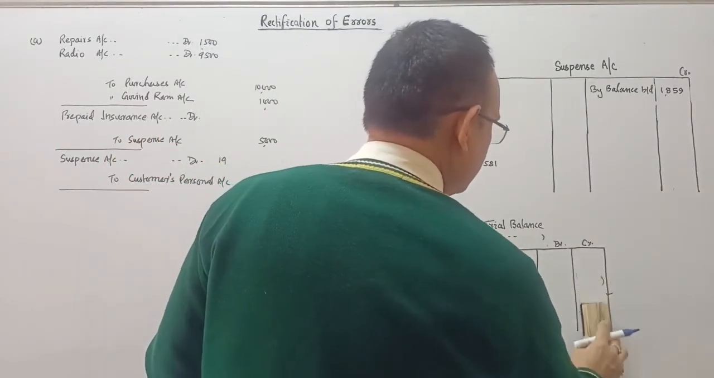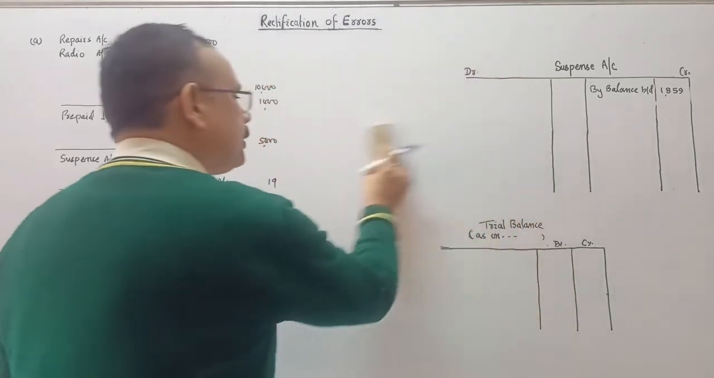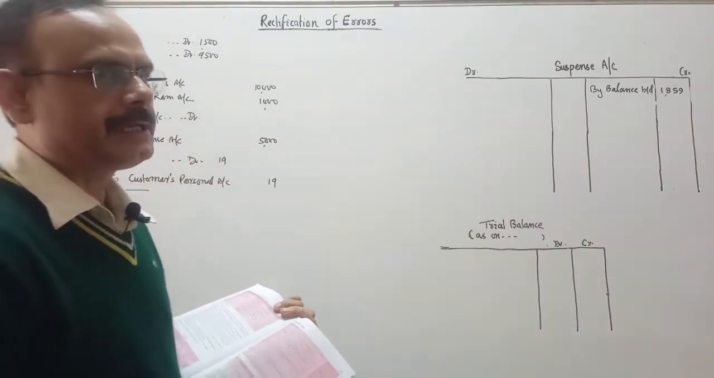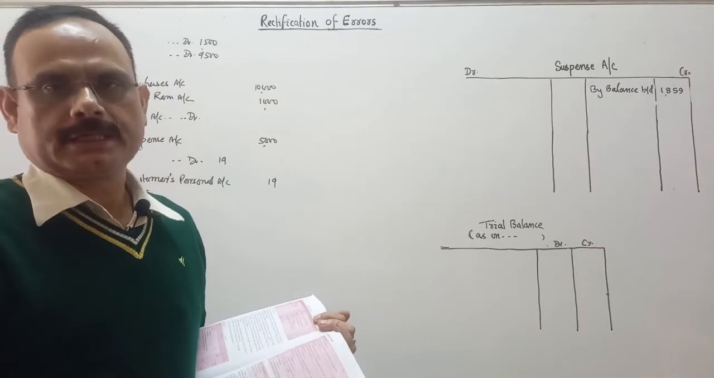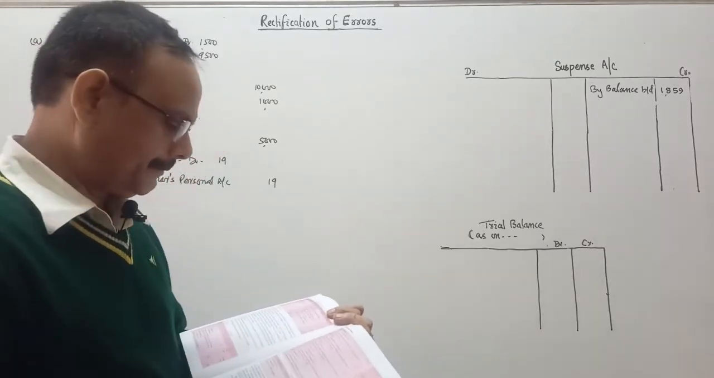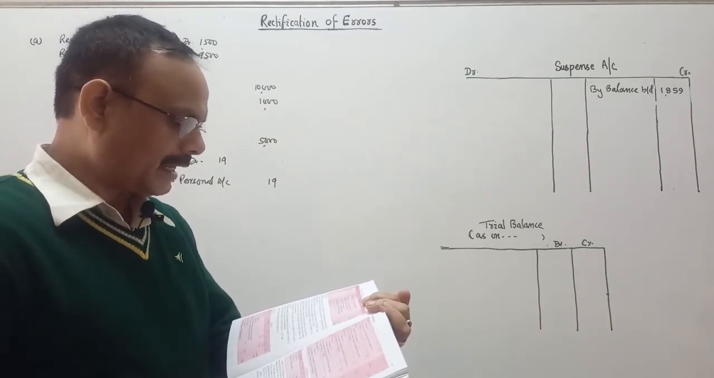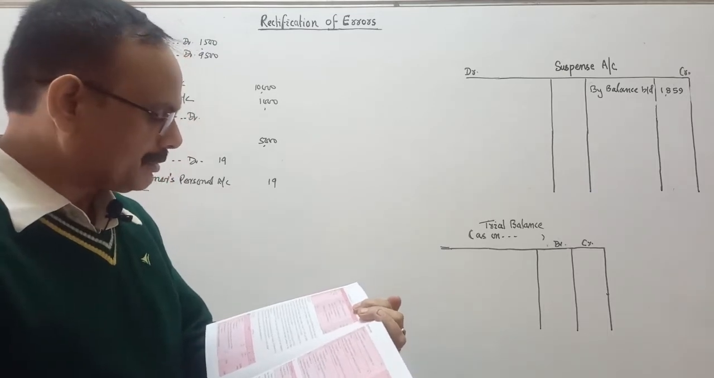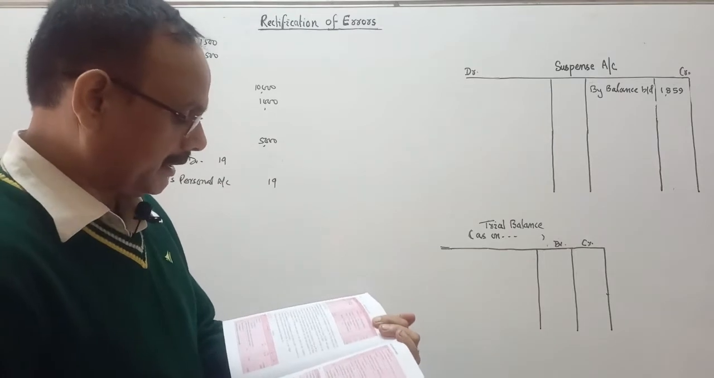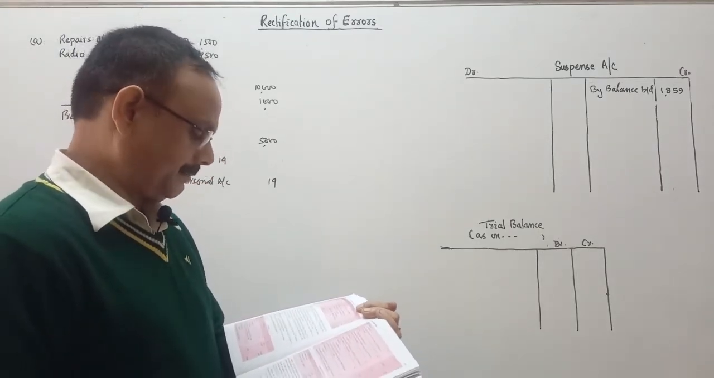So we can correctly rectify only when we know the right entry, the right posting. Then we will see what errors the accountant or the bookkeeper has committed, and accordingly we will rectify it. Next is an amount of rupees 5,000 due from Rakesh, which had been written off as bad debts in the previous year, now recovered and posted to the personal account of Rakesh.